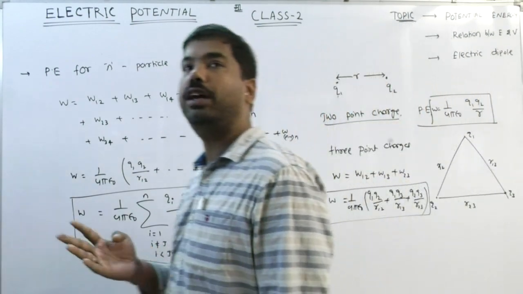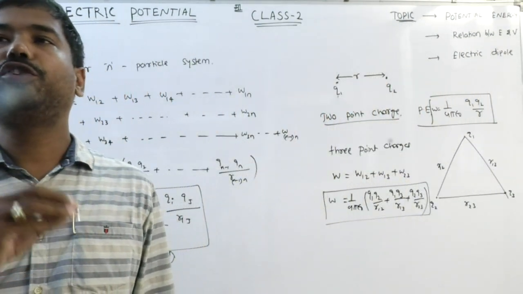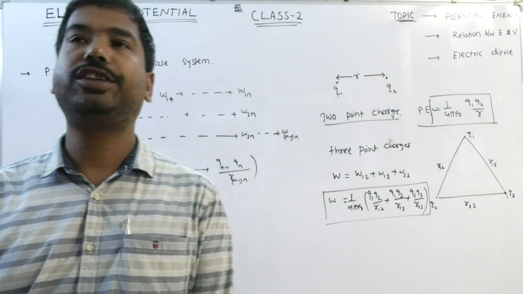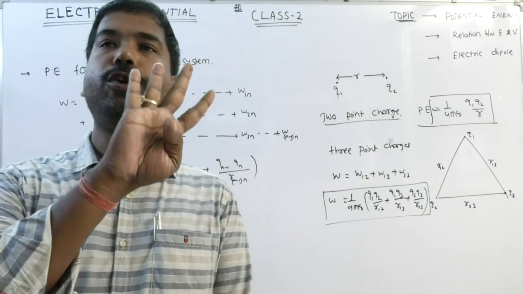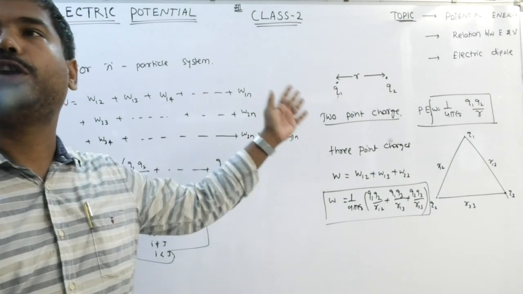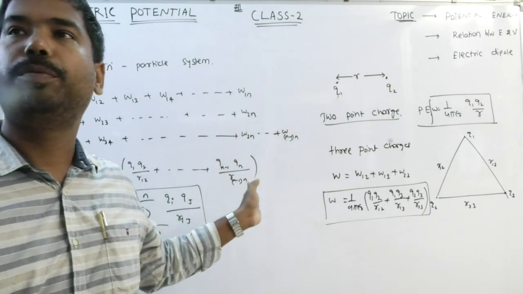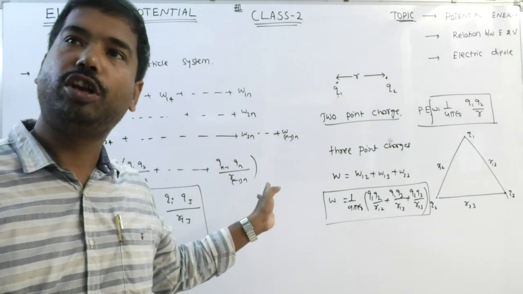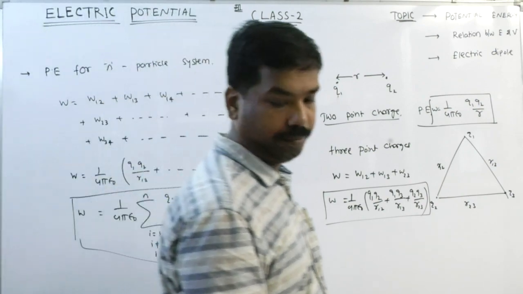Similarly, if 4 charges are placed at the 4 vertices of a square, then n is equal to 4. In such a way, we can find out the net potential energy of a system of particles. Clear? Next.